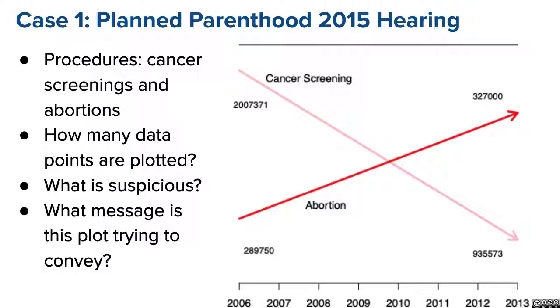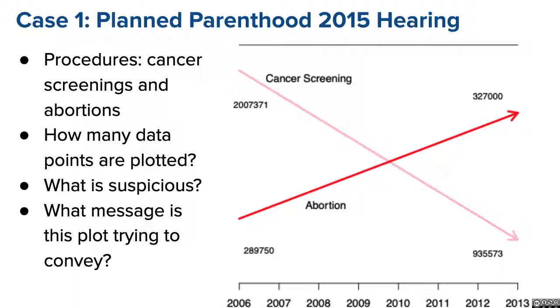It's a little hard to tell, but I do believe here that we have 4 data points. We have the 2 million cancer screenings up top, and then the 900,000 cancer screenings on the bottom here. We have the 200,000 abortions on the left-hand side, and the 300,000 abortions on the right-hand side. So it's kind of suspicious at first glance, because you have the labels for the heights, but then you don't have a y-axis for this plot.